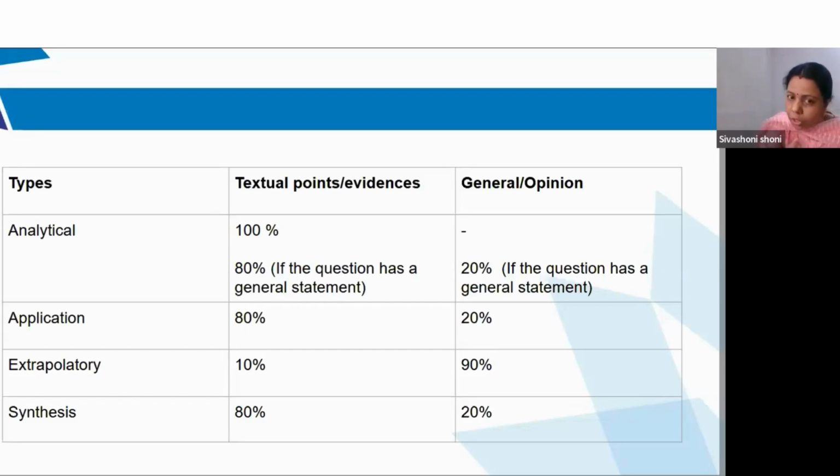How much textual points and general opinion you have to give, if you see the table I have mentioned, I'll come to that next. Now I'm explaining the types of questions in case a few students are not aware of them. Now coming to the synthesis type of questions. Nowadays you can see many synthesis type of questions also. That is, two chapters are joined based on a commonality, the common theme or something.